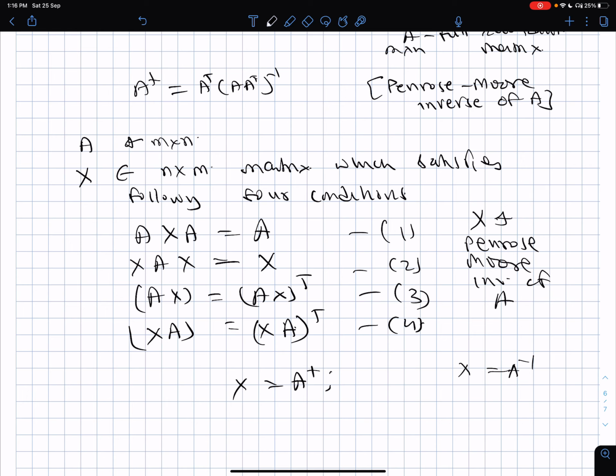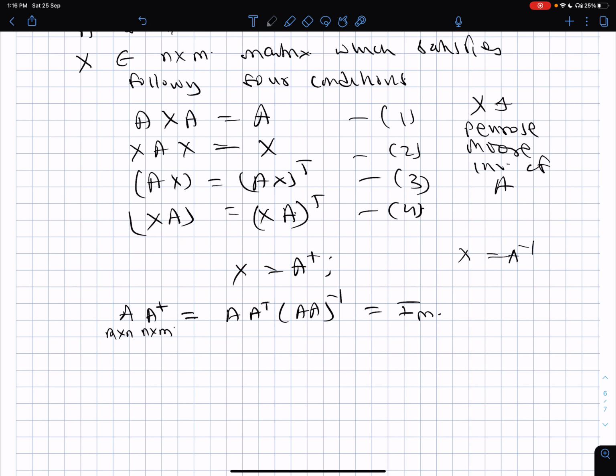And even if not a recap, you are now at that level of the course where you can easily derive it yourself. So A A plus will turn out to be A A transpose, A A transpose inverse, which will actually become an identity matrix over M, because this is M cross N, this is N cross M, so this will become an identity matrix over M.